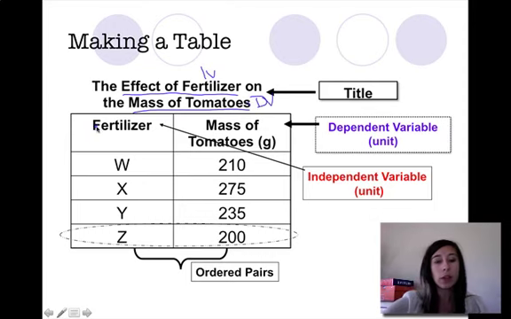Now if you look at your table, you have 2 columns, and they correspond to the independent and the dependent variable. So you have all of your independent variables matching up with the results that you received. So this fertilizer X yielded this mass, fertilizer Y yielded this mass. And so what this is considered is an ordered pair.